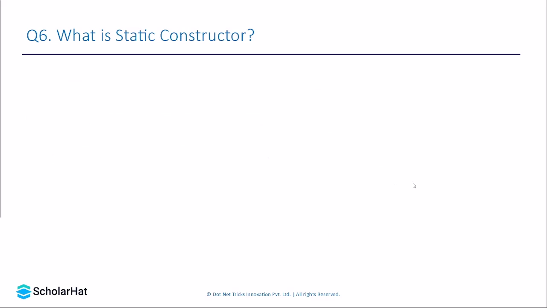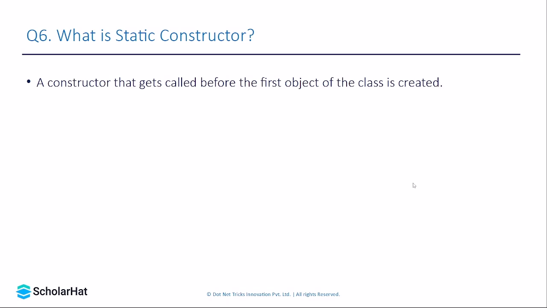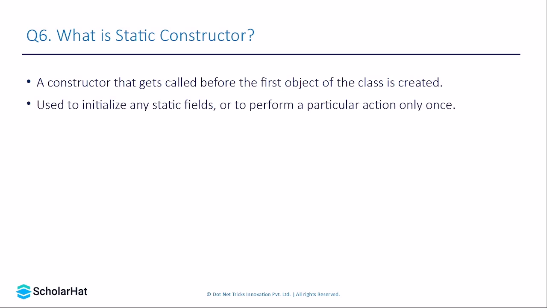Our next topic is the static constructor. So what is a static constructor? It is a constructor that gets called before the first object of that class is created. So whenever you create an object of that class, the static constructor is the first one which gets invoked. It is used to initialize any static field or to perform an action only once.